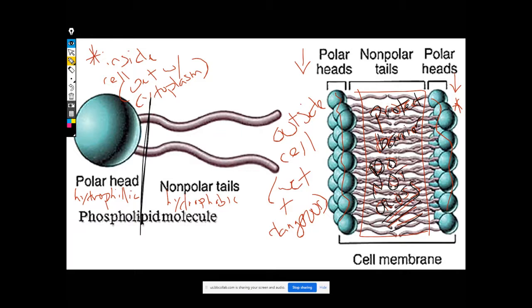Okay, so we'll spend a lot of time talking about the cell membrane in general, but does this make sense? How phospholipids, so a lipid with a phosphate head, phospholipid, how that's put together and how it's valuable? So this is another specialized structure that lipids can do.